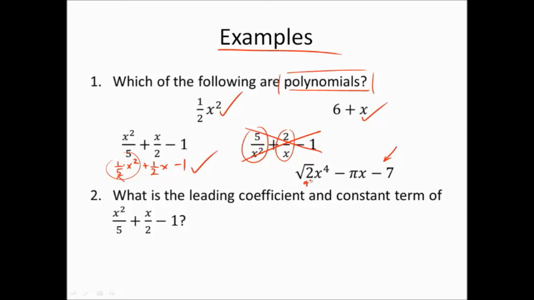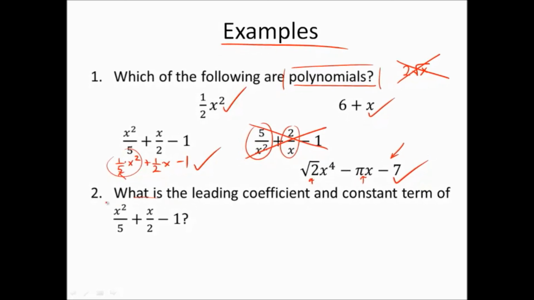Root 2, that's just a number, that's fine. The root is not on the x, so we're okay. If you had something with, say, 2 root x, that would not be a polynomial either, because you don't have a product of variables there. So here you've got a number times x times x times x times x. You've got a number times x, products of numbers and variables. Yes, it's a polynomial.